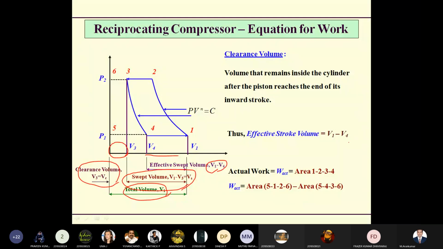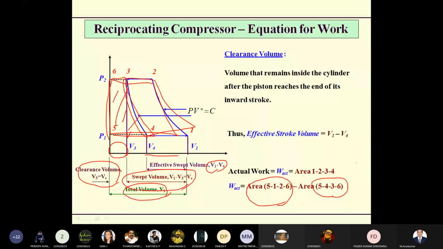The actual work can again be calculated with this clearance volume, so the area of 1, 2, 3, 4. So this is your actual work. So that can be calculated. So area of 5, 1, 2, 6. We can calculate 5, 1, 2, 6 minus 5, 4, 3, 6. So if you want to consider this clearance volume, we have to neglect this area.